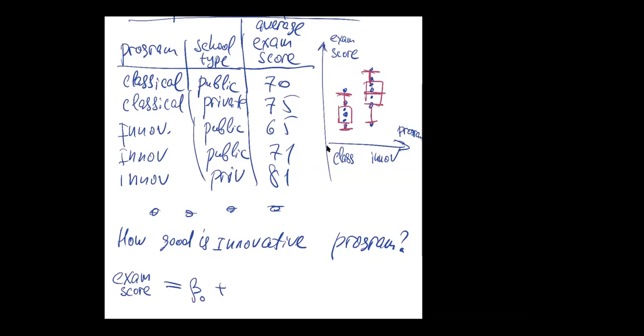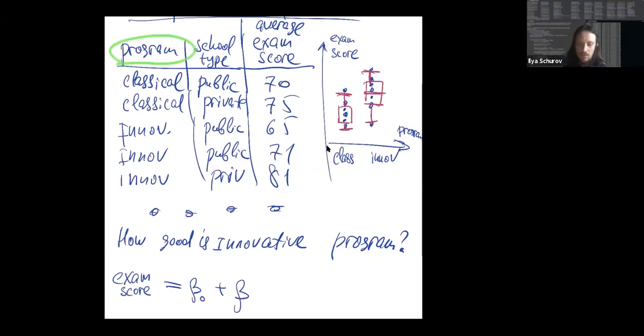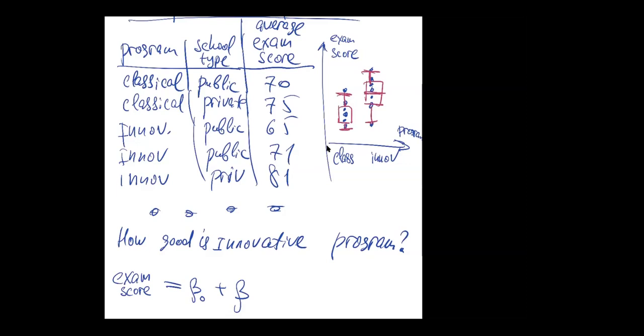So it would be something like beta of program multiplied by program plus beta of school type multiplied by school type, but it makes no sense. The problem is that program and school type are categorical variables, and we cannot multiply anything by a value like "classical". This is not a number. So how to deal with it? Maybe I remember something from our last class, when for categorical variables we named them 0 and 1. Classical would be 0, innovative would be 1.